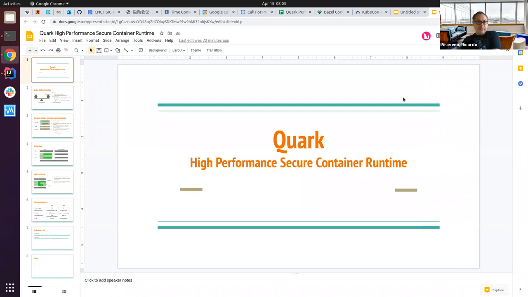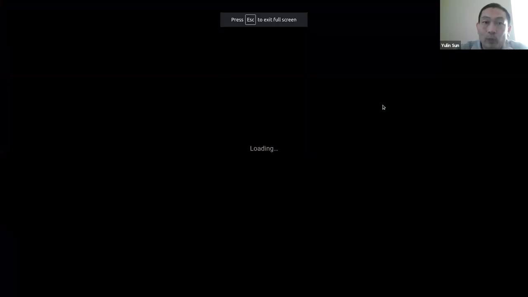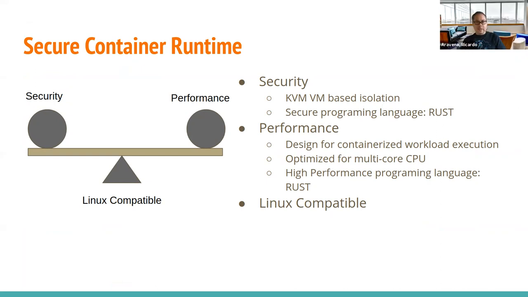Here, I will introduce Quark. It is a high performance secure container runtime. For a secure runtime, we have three major dimensions. First is security, another is performance. Here we are working on a Linux compatible container runtime, so we need it to provide Linux compatibility.